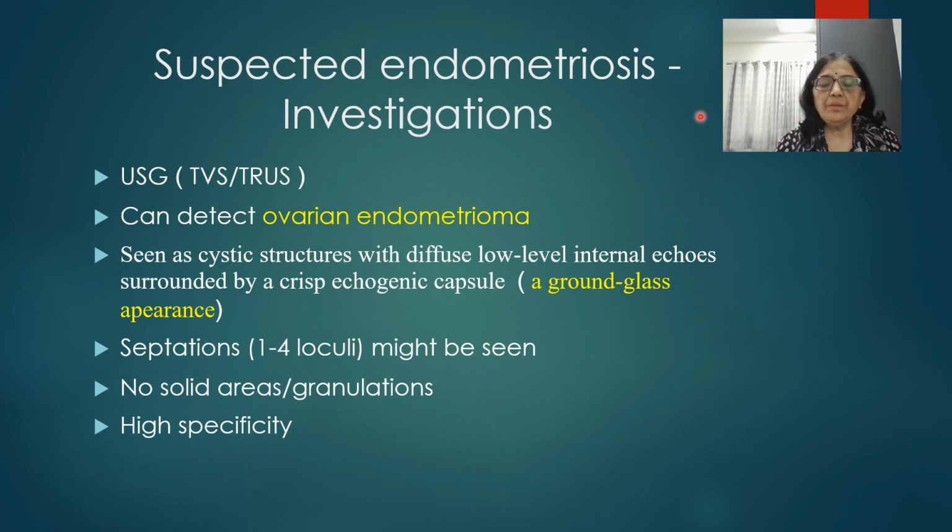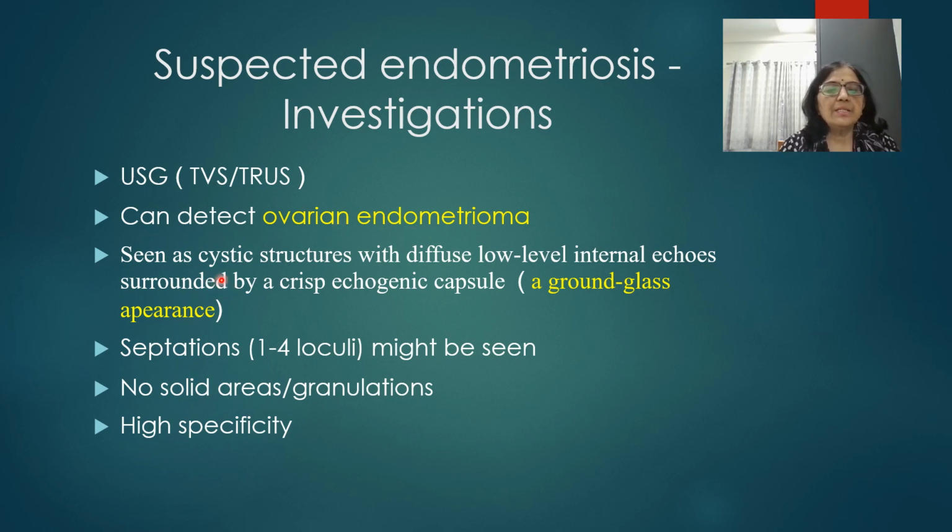Now, even if on examination there are no signs, the clinician who suspects endometriosis should proceed with investigations. And the first investigation is ultrasonography. In a patient who is sexually active, one can proceed with transvaginal, or one can even do transrectal ultrasonography. It can detect ovarian endometrioma. Ultrasonography is very useful for detection of endometrioma.